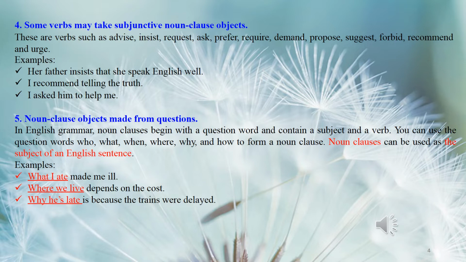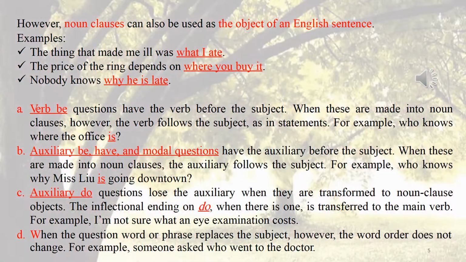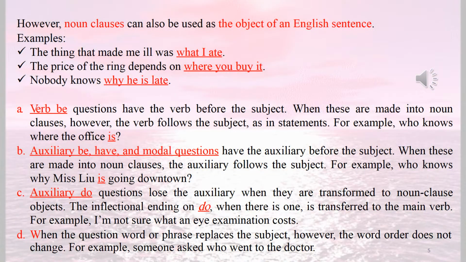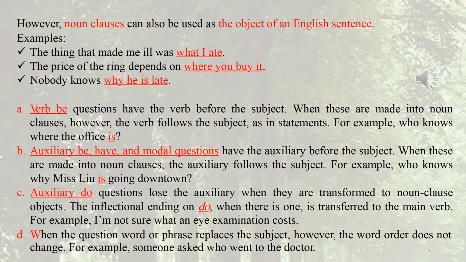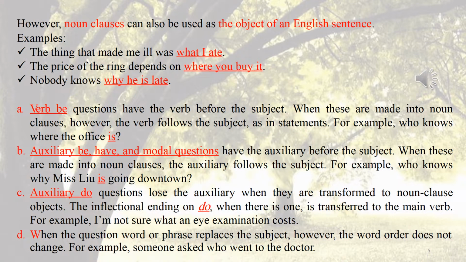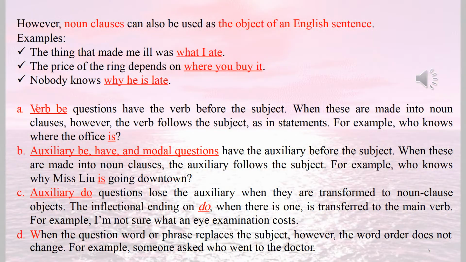Examples: What I ate made me ill. Where we live depends on the coast. Why he's late is because the trains were delayed. However, noun clauses can also be used as the object of an English sentence. Examples: The thing that made me ill was what I ate. The price of the ring depends on where you buy it. Nobody knows why he is late.